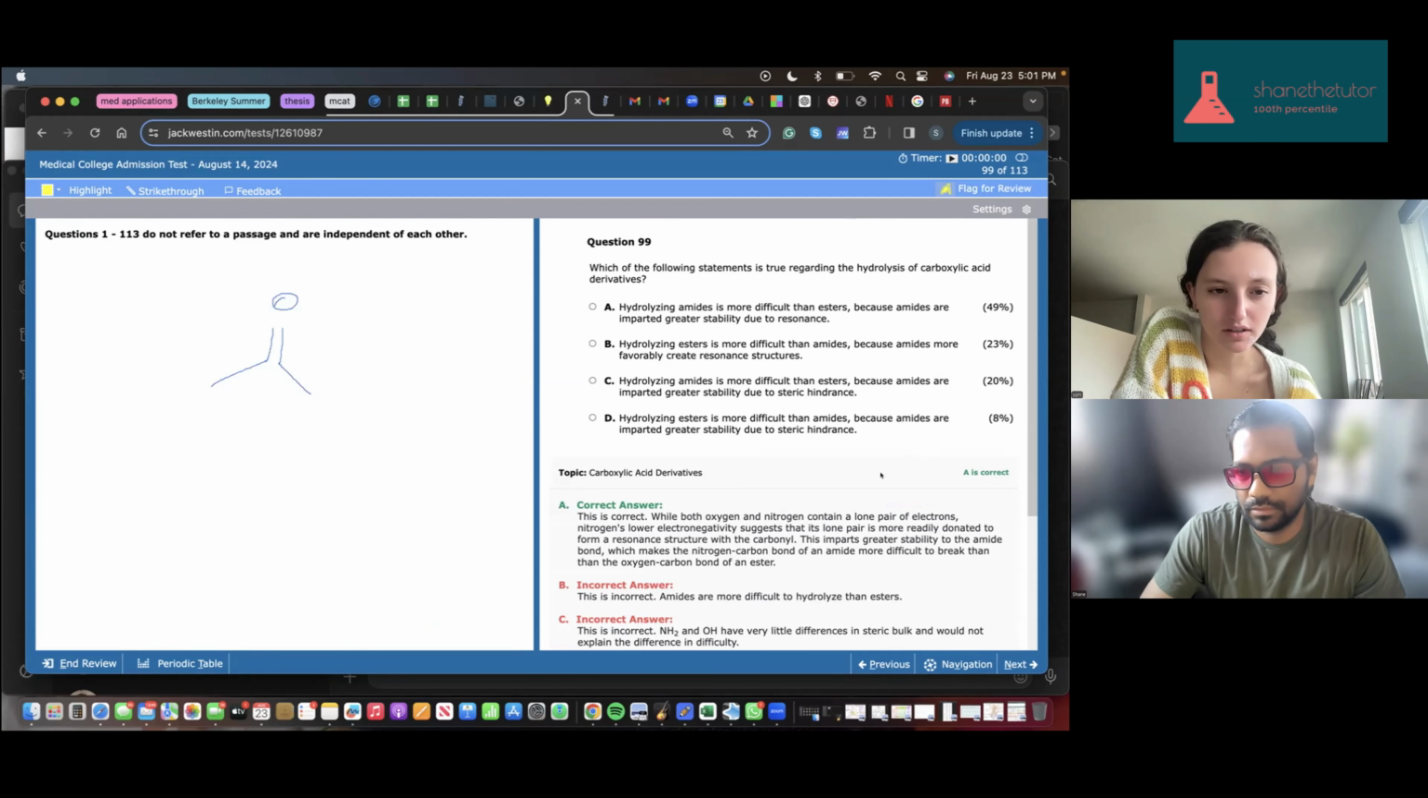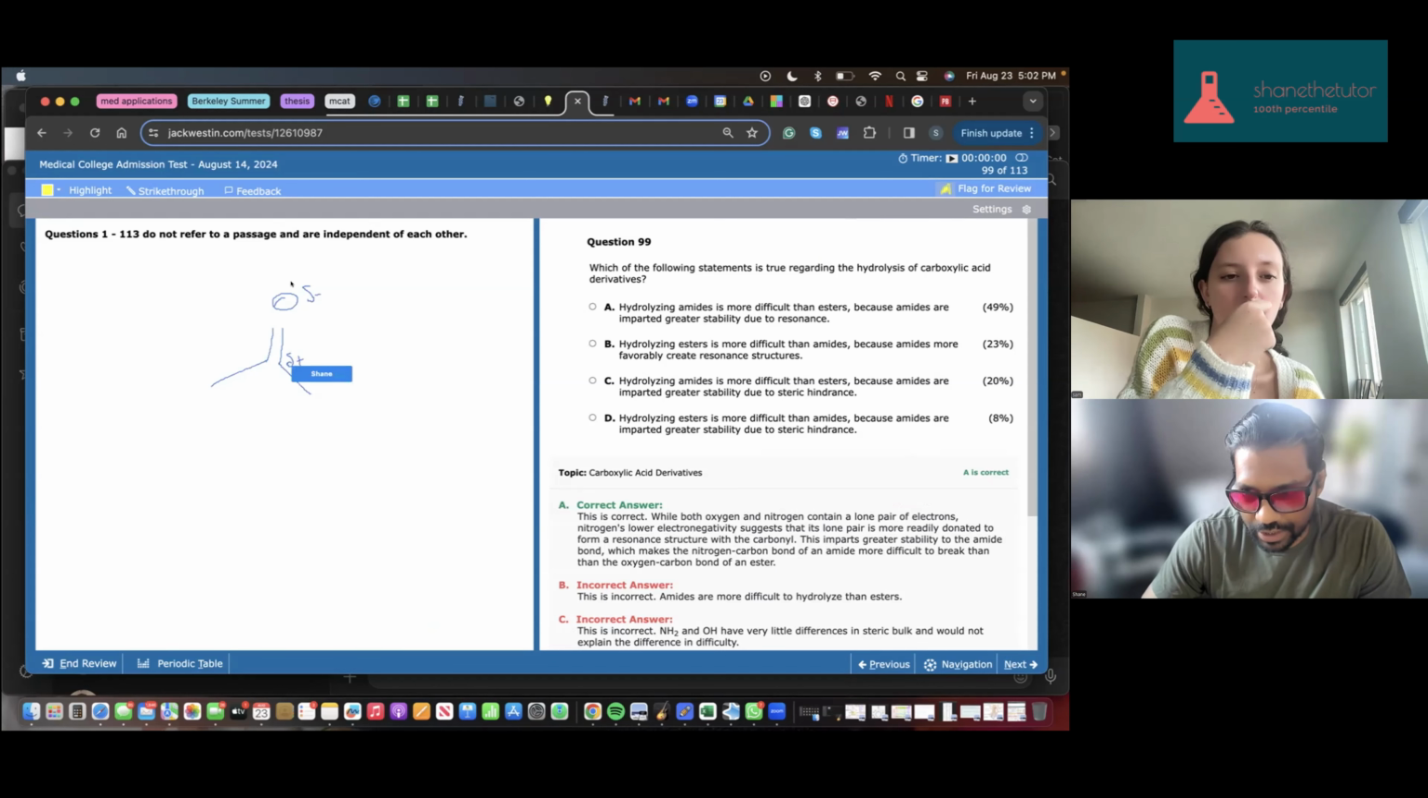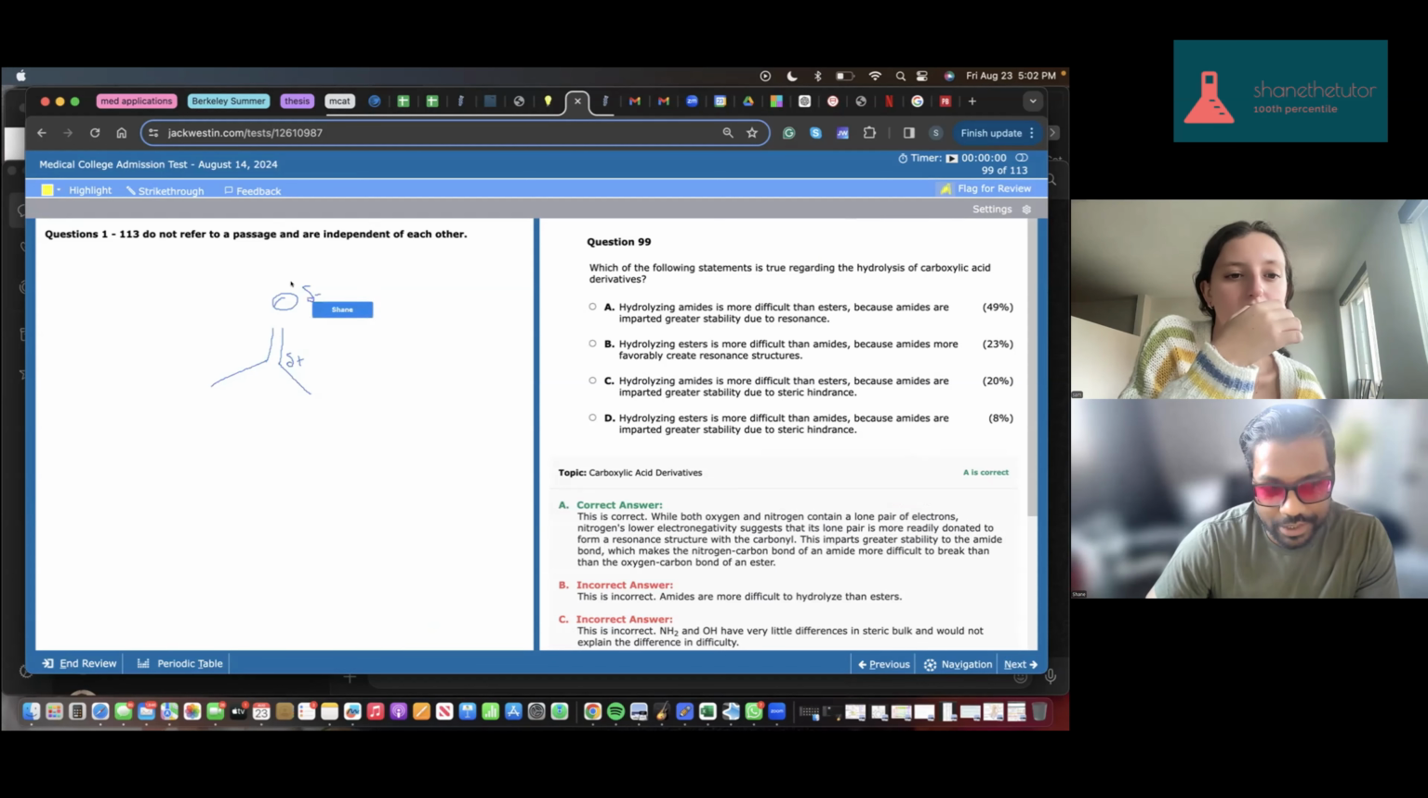Here oxygen has a negative charge, so that means the carbon has a partial positive. Right now there's no resonance, but you see that the electronegative oxygen pulls electron density towards itself, giving it a partial negative charge, and the carbon a partial positive, right?